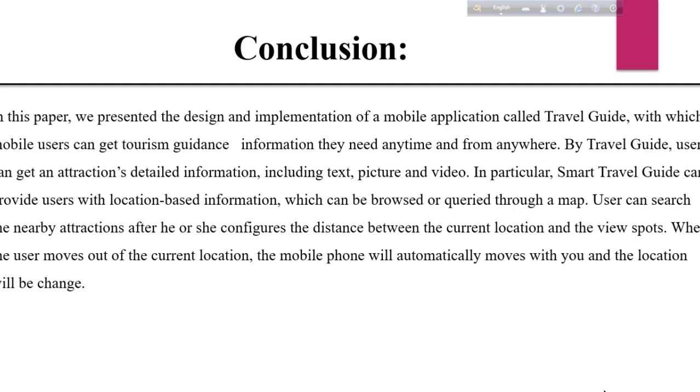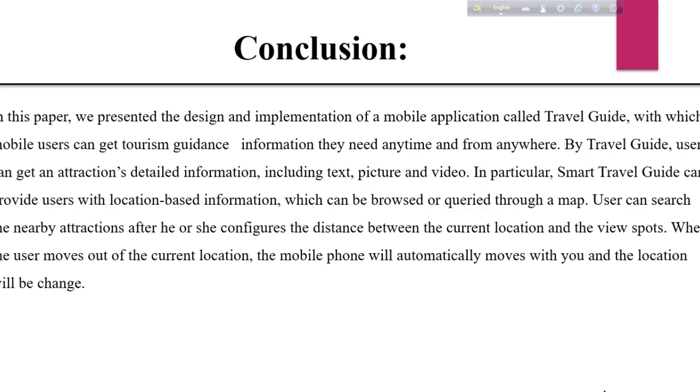Then I am going to tell about the conclusion of this project. In this project, we present the design and implementation of a mobile application called Travel Guide, with which a mobile user can get tourism guidance information they need anytime from anywhere. By Travel Guide, a user can get an attraction's detailed information including text, pictures and videos. In particular, a smart travel guide can provide the user with location-based information which can be browsed through a map.